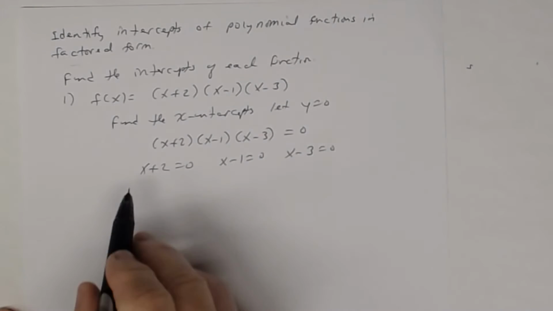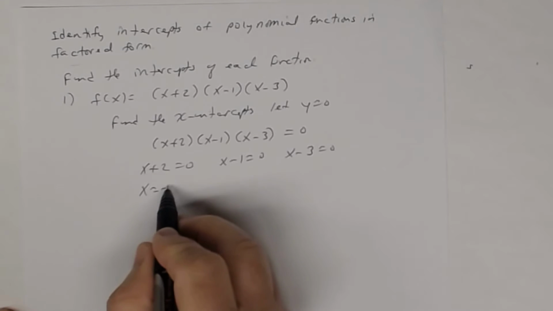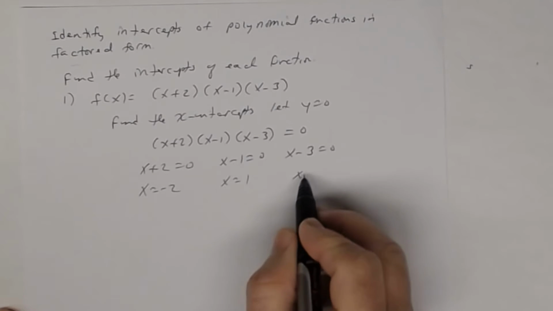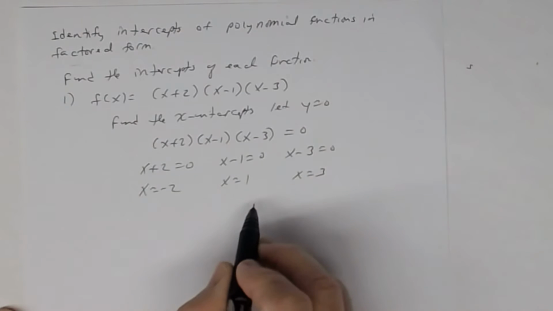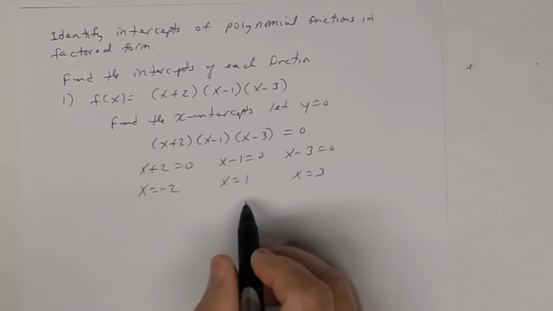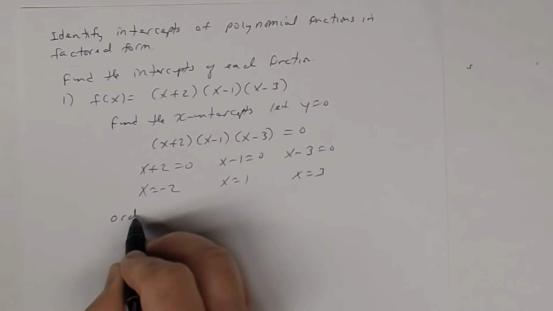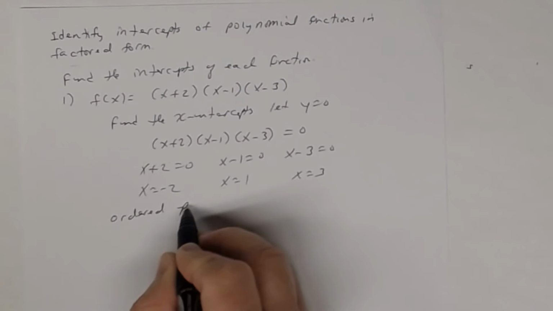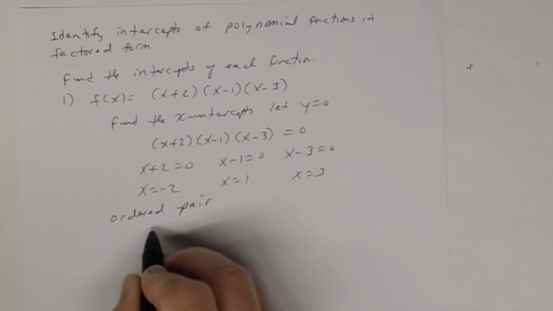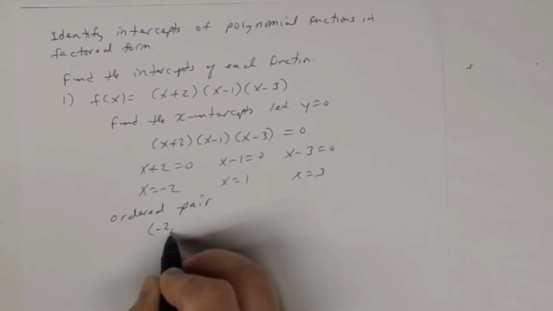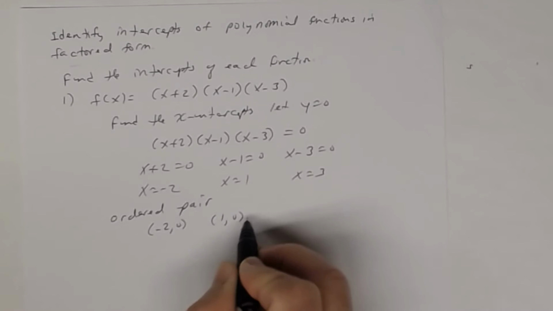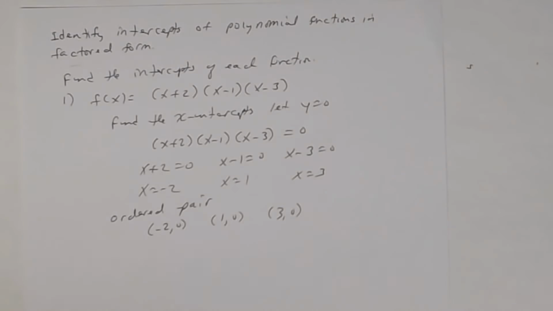Then we're going to solve each linear equation. So I get x to be negative 2, x to be 1, x to be 3. Those are your x-intercepts. Now, you're probably asked to write this as an ordered pair. Always follow directions. If it says write as an ordered pair, make sure you do that. So as ordered pairs, you'll say (-2, 0), (1, 0), and (3, 0). Those are your x-intercepts.